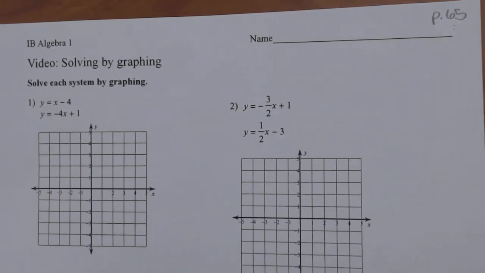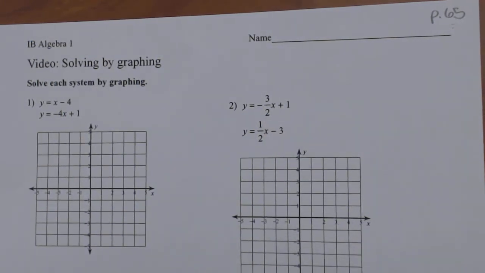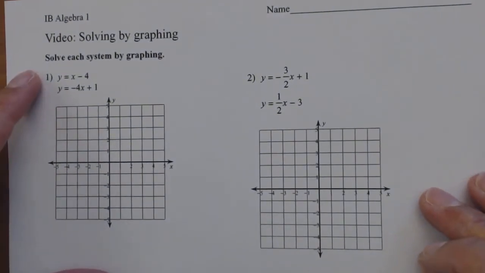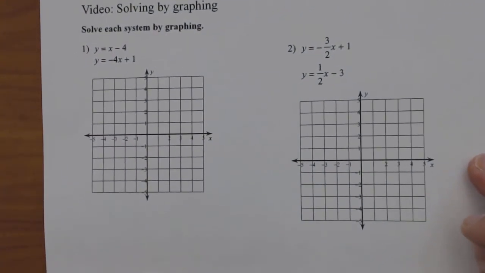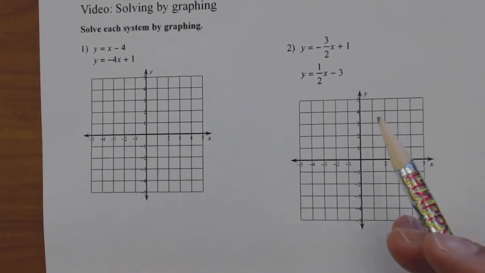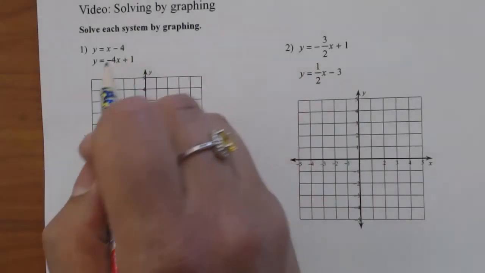The last video you should have watched was the definition of a system of linear equations, and so the next one should be how we solve by graphing, which is the first way to solve. It says solve each system by graphing. So what we're doing here is we're actually graphing two lines. In the chapter before, you were graphing one line, so we have to remember how to graph equations. Let's take this step by step.